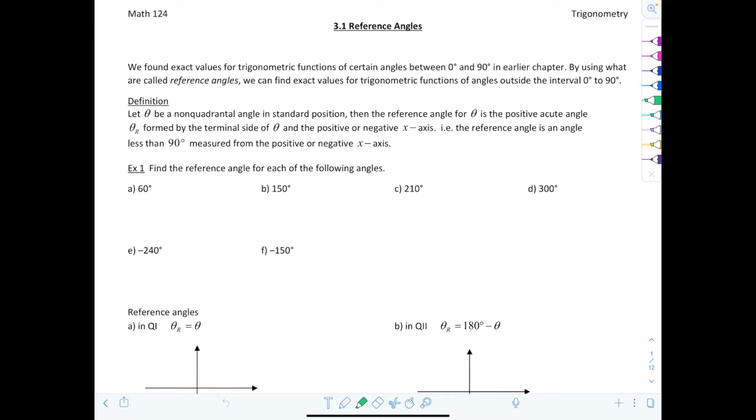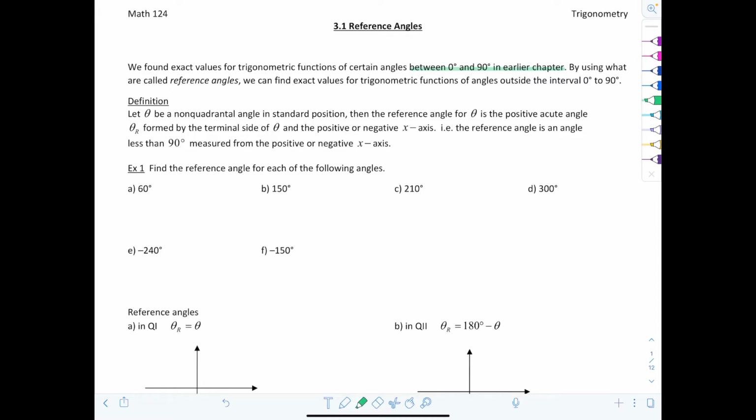Now we found the exact values for trigonometric functions of certain angles between 0 degrees and 90 degrees in the earlier chapters. If you'll remember, we figured out all of the values of the trigonometric functions for 0 degrees, 30 degrees, 45 degrees, 60 degrees, and 90 degrees.